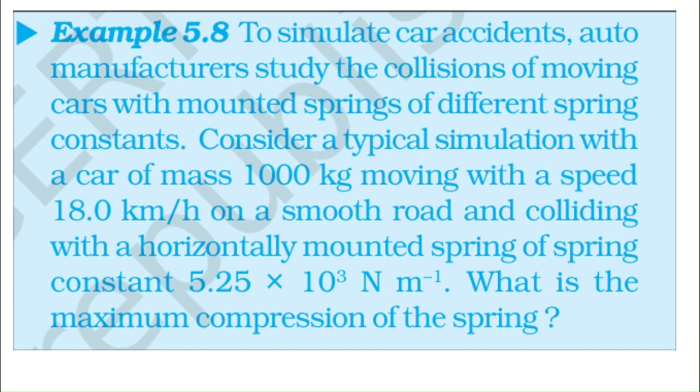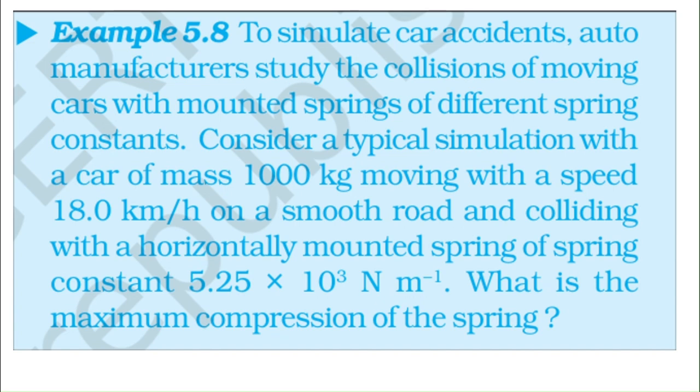To simulate car accidents, auto manufacturers study the collisions of a moving car with mounted springs of different spring constants. Consider a typical simulation with a car of mass 1000 kg moving with a speed of 18 km per hour on a smooth road and colliding with a horizontally mounted spring of spring constant 5.25 × 10^3 newton per meter. What is the maximum compression of the spring?